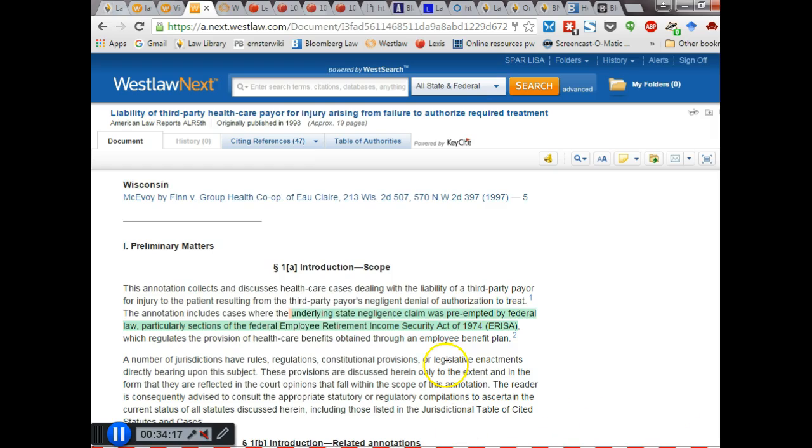In our introduction, it talks about an underlying state negligence claim that was preempted by federal law, particularly sections of the Federal Employee Retirement Income Security Act, ERISA. And so you were interested in ERISA and very enterprisingly saw what else you could find in ALR having to do with ERISA.